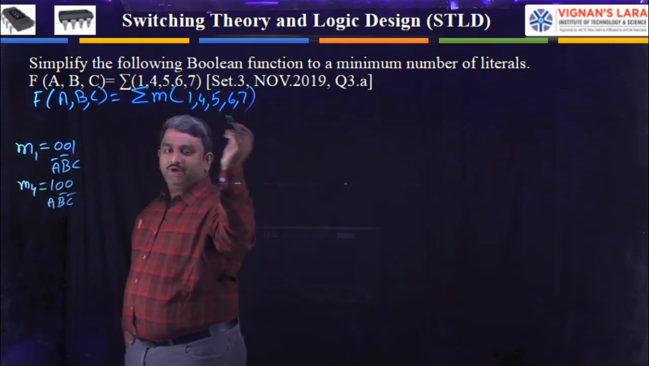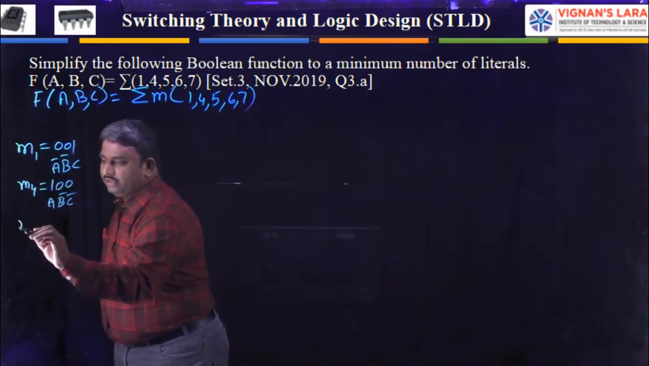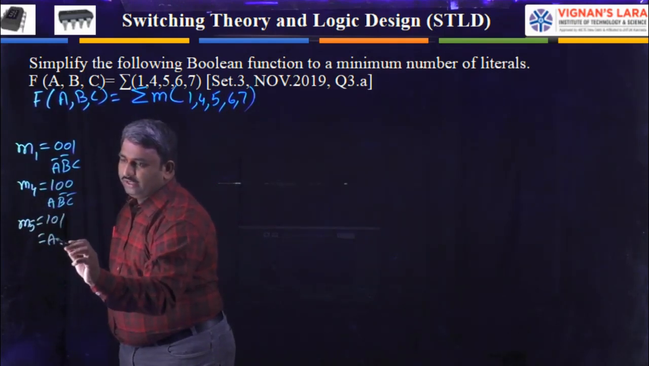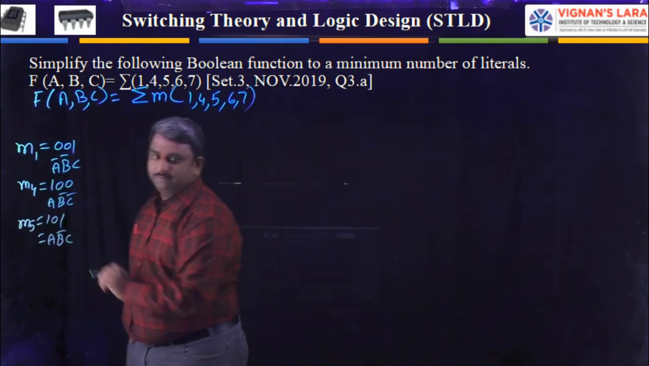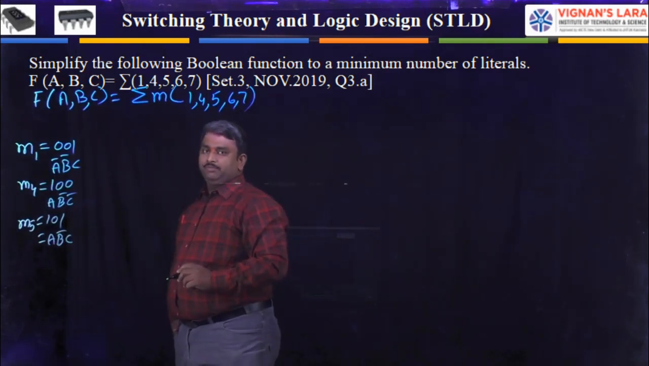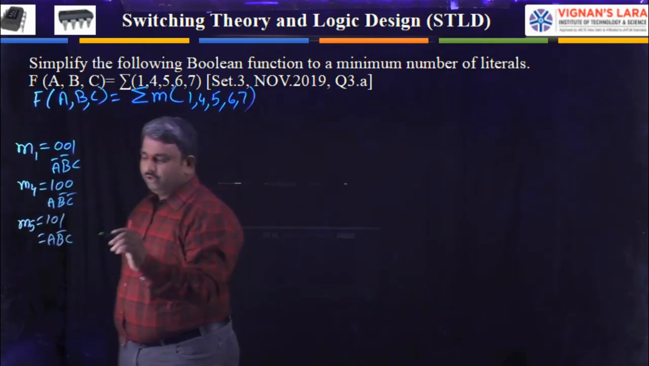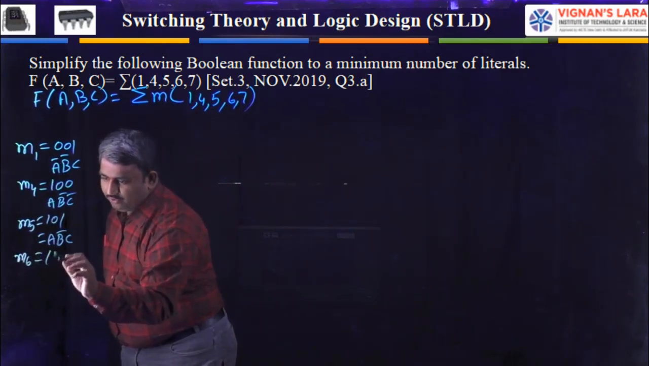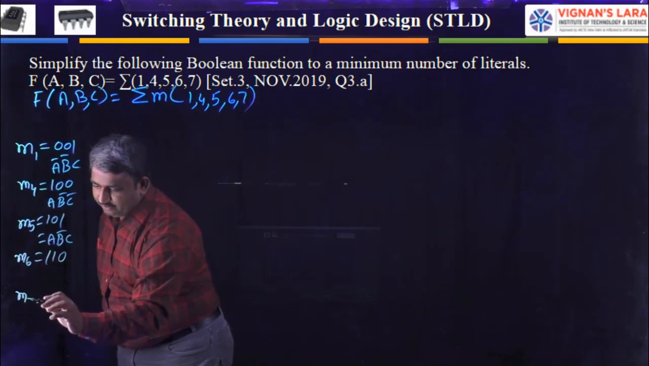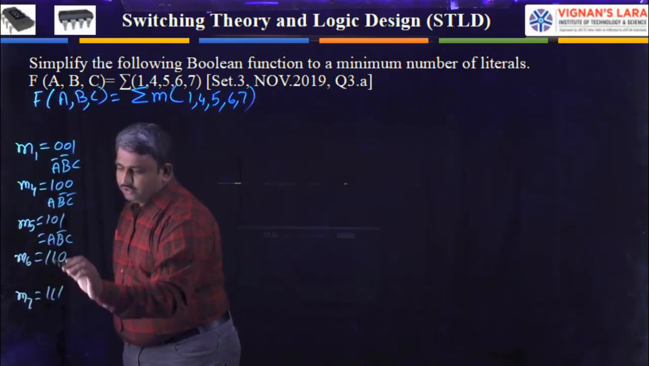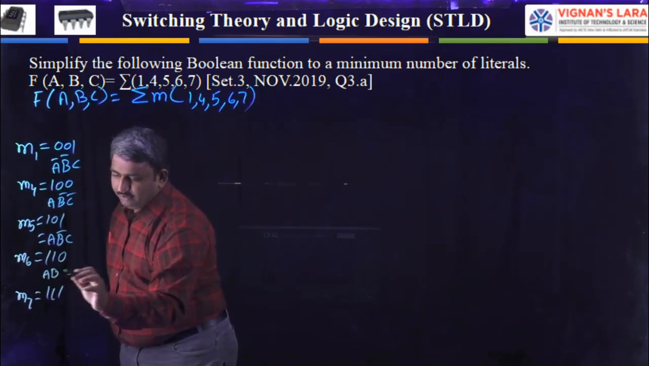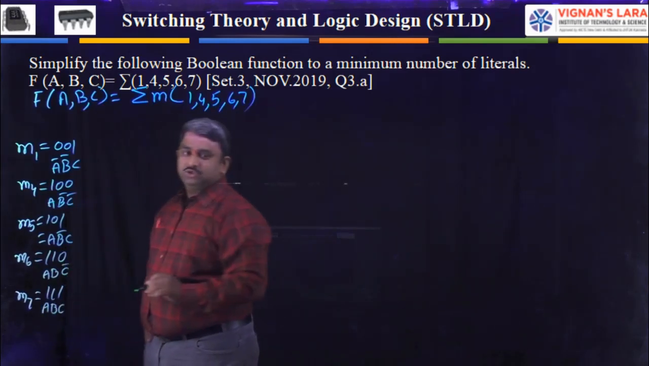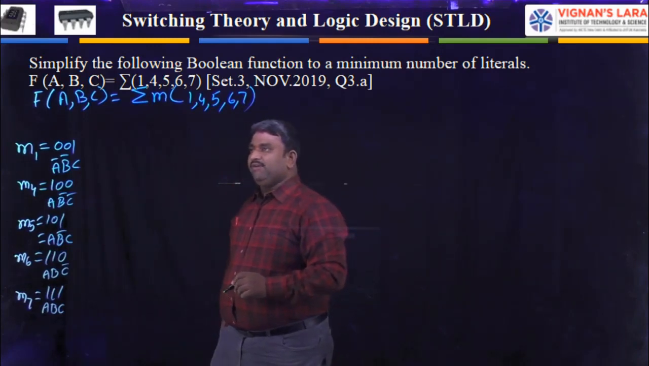Next, m5, m6, m7. Like that, we have to write the min terms. m5 is equal to 101, that is equal to A B bar C. This is the m5 min term. Next, m6 is 110 and m7 is equal to 111. So this is A B C bar, and this is A B C. So these are our min terms.